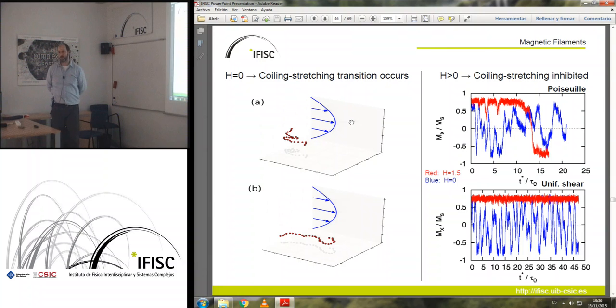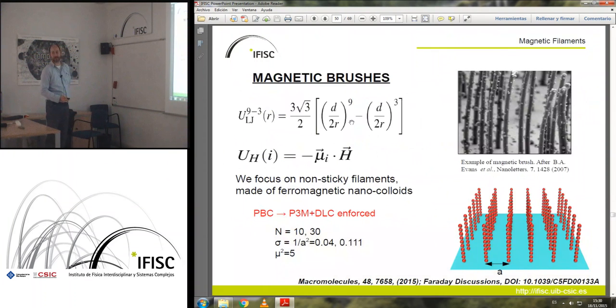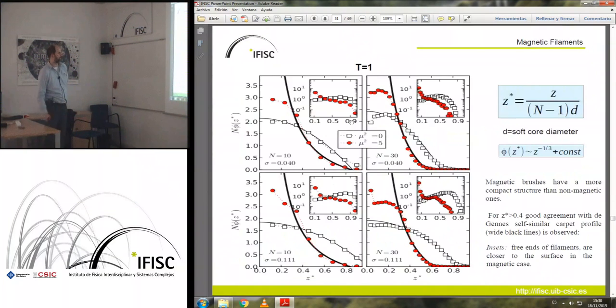In the case of the magnetic brushes, we know that this parabolic profile is replaced by the James law. It seems to me that this James law is quite peculiar, right? Because it diverges at zero. Well, yes, just the tail, you can adjust the tail to this self-similar carpet profile.